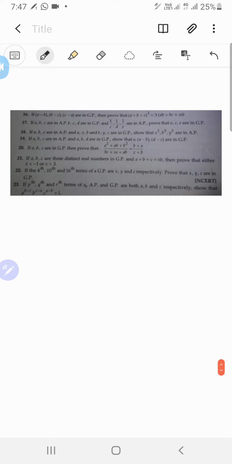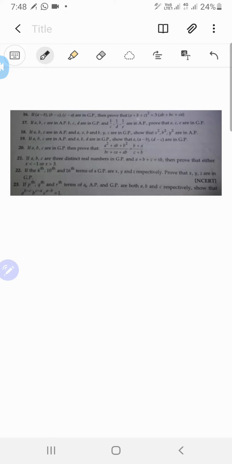Okay, that's nice. Let's go to the next question, which is, if A minus B, B minus C, and C minus A are in a GP, then prove that (A plus B plus C) whole squared is equal to 3 times (AB plus BC plus AC). Okay, that's cool. So it should not be that hard to prove, I think. Let's try to prove it.